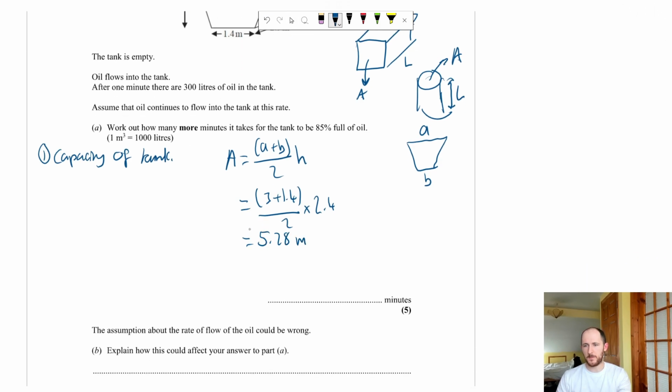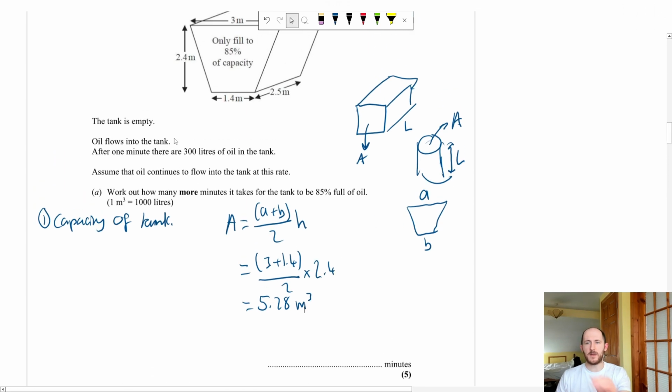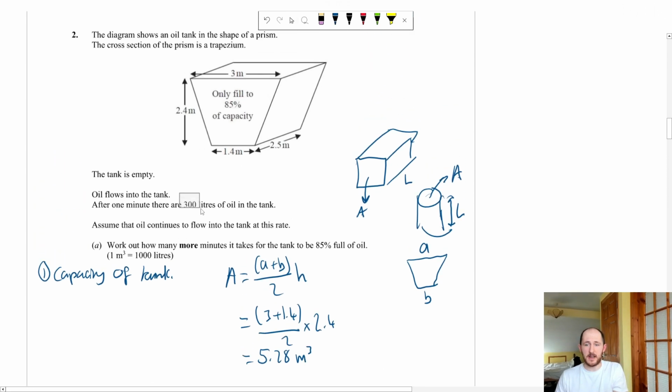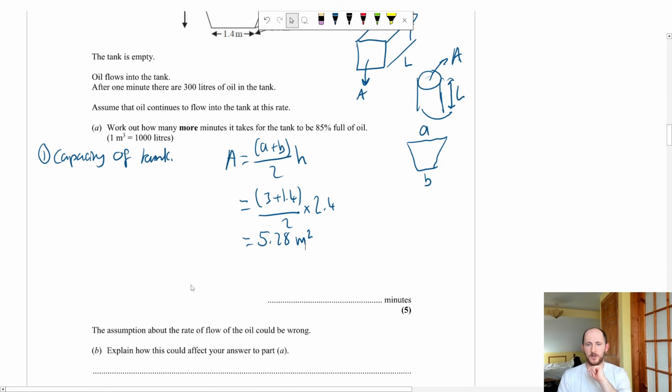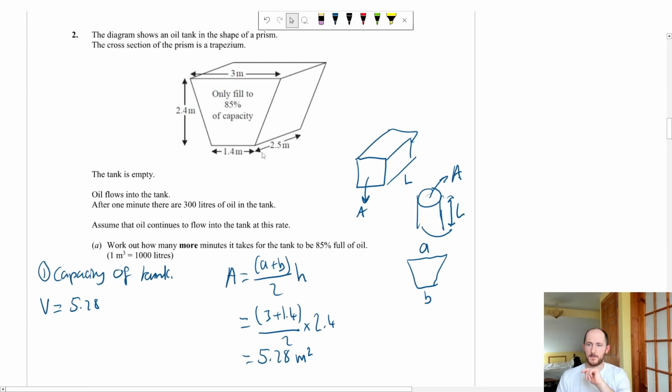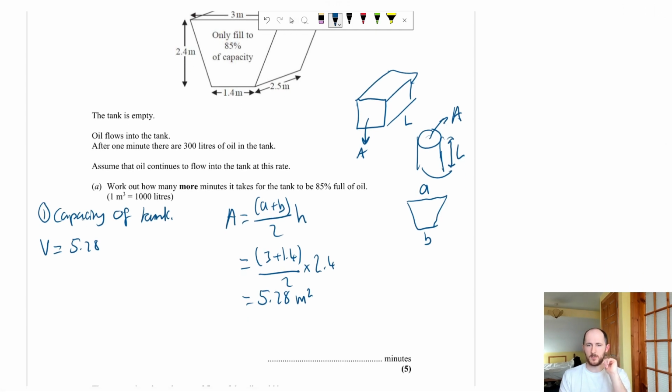Now, if you remember, we don't actually care about the cubic meters, we care about liters, we care about the capacity. So this right here, sorry, that's not even cubic meters, that is the area, my apologies. So to get the volume now, you take that area, 5.28, and as I mentioned before, we times it by the length of the prism. So in this case, it would be the length of the cuboid, the height of the cylinder, whatever it is. So in this case, it would be times by 2.5.